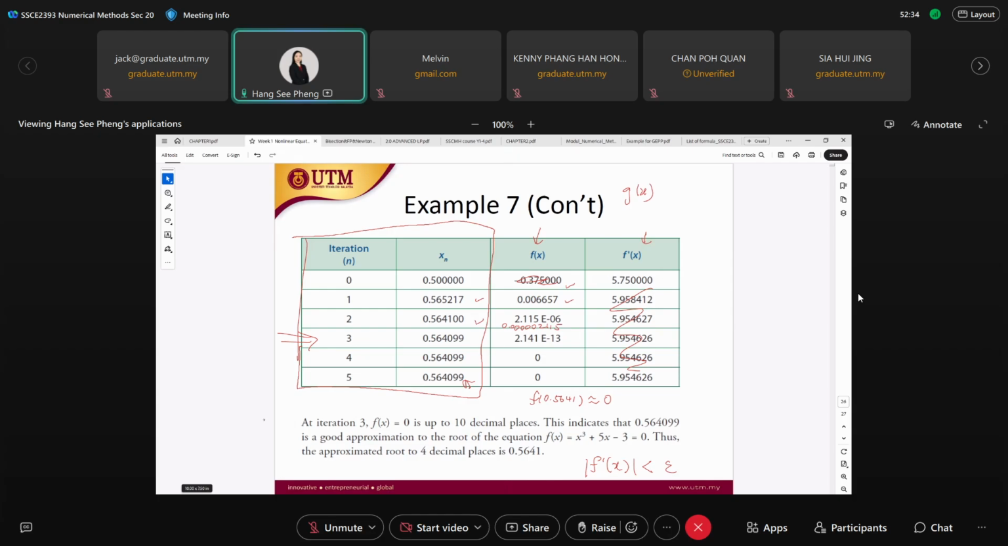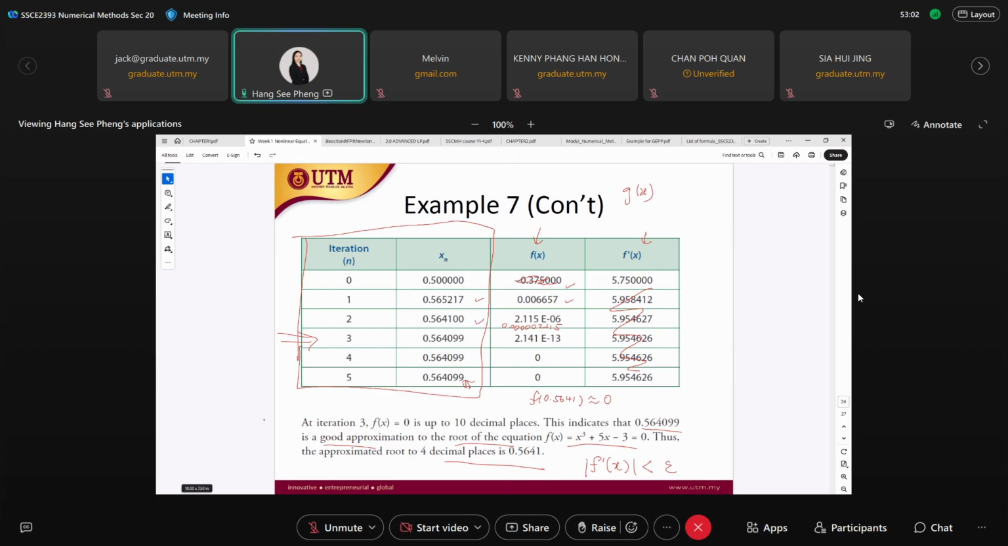So here, this indicates that these will be the solutions. It's a good approximation to the root of the equation of this polynomial function. But if you just want to see it up to 4 decimal places, then we can conclude that the root of the function is 0.5641. So just round up to 4 decimal places.